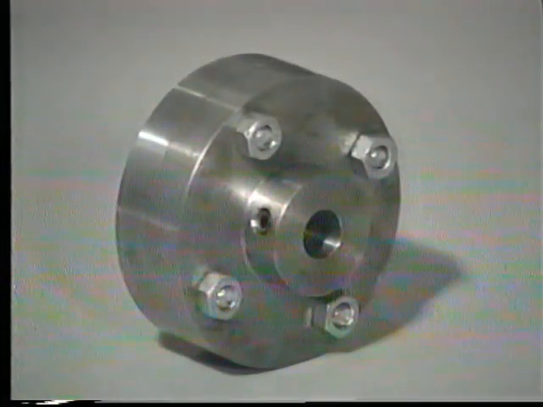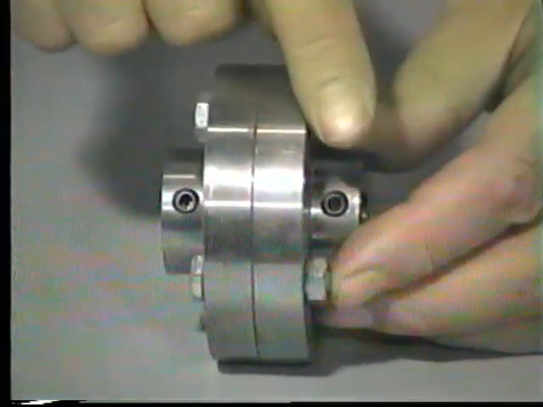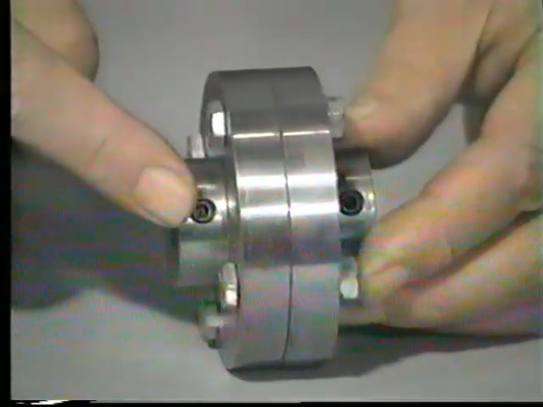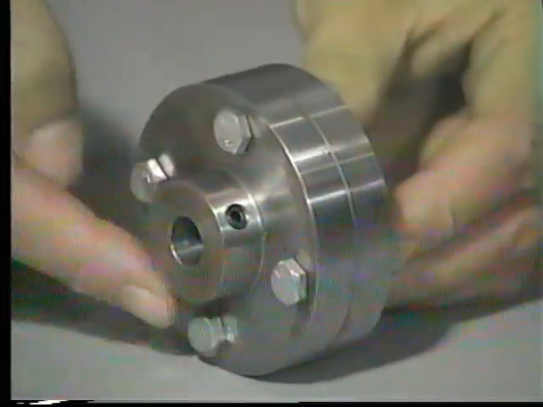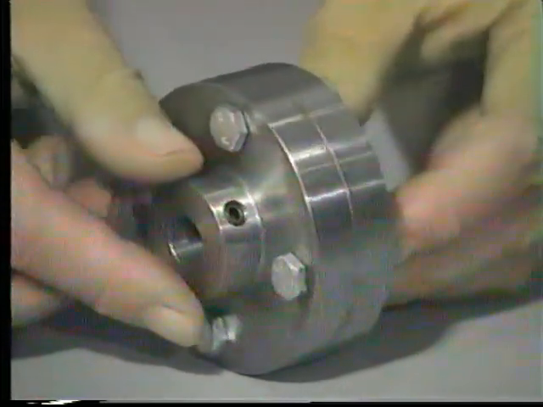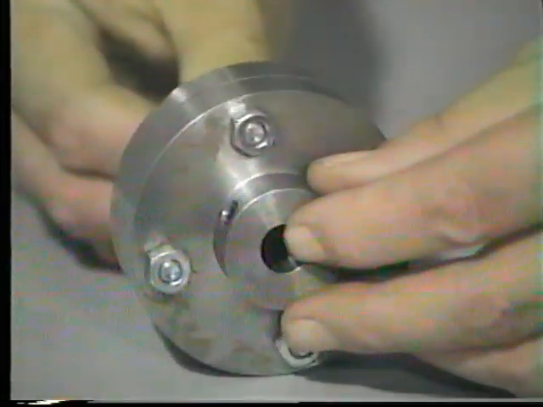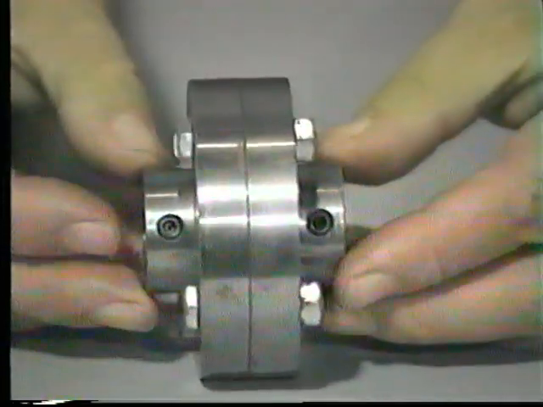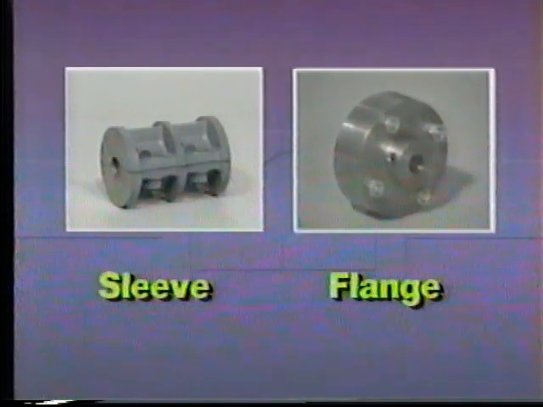The third common rigid coupling is the flange coupling. These couplings have two flanges, one of which is secured to the end of each shaft. Then, the two flanges are bolted together to form the coupling. This type of coupling can be used with two shafts of the same size, or with shafts of two different sizes by simply boring each flange half to fit its corresponding shaft.